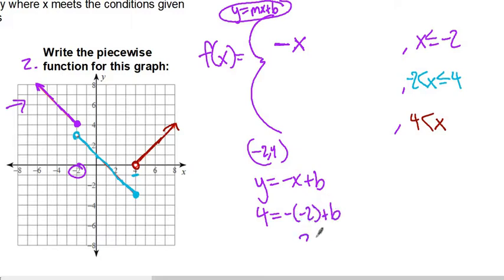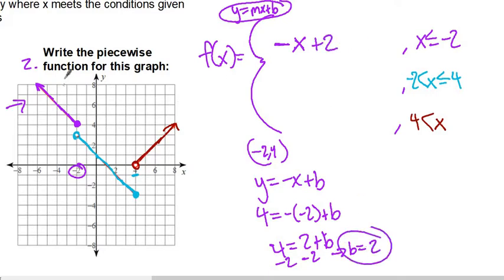So -2 is +2, and if you solve this equation for b by subtracting 2 from both sides, you would get b is equal to +2. So that is the equation for this purple line right here. B, or -x plus 2, is equal to that line. Okay. See if you can pause the video and try and find the equation for those other two segments as well.